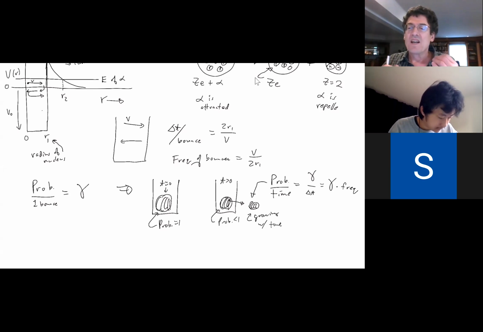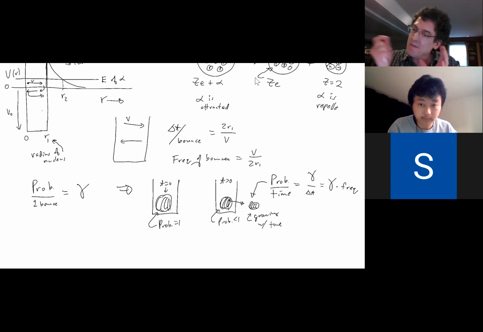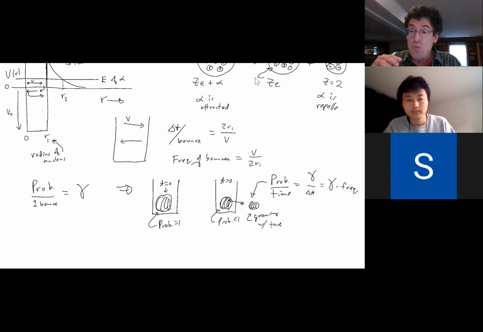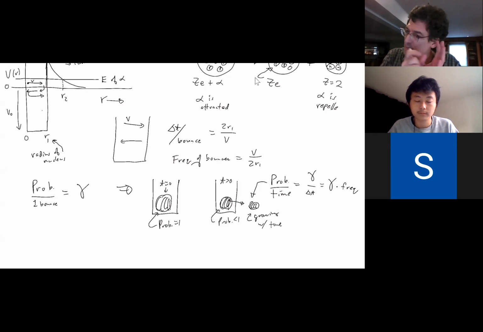Because think of it like this. Suppose that I'm bouncing 10 times per second, and suppose that every time I bounce, my probability of escaping is 1/100th. That means the probability per time is 10 times 1/100th, which is 1/10 per second. Do you see what I'm saying? Because that's like the probability of escaping.